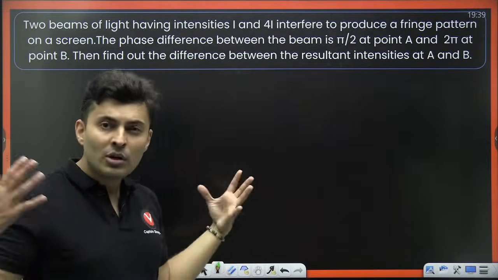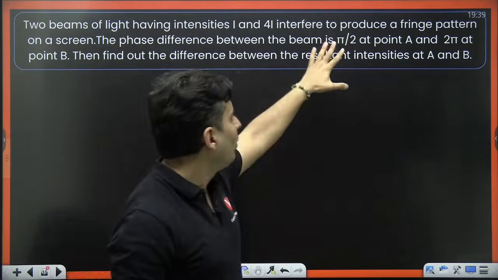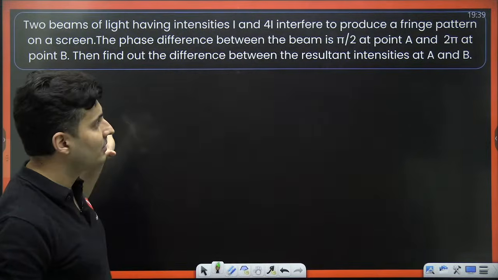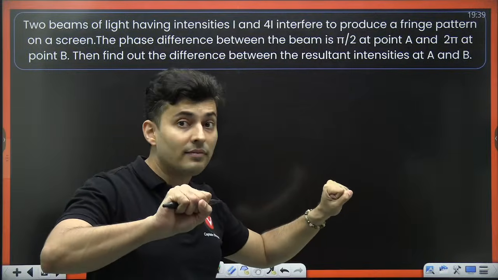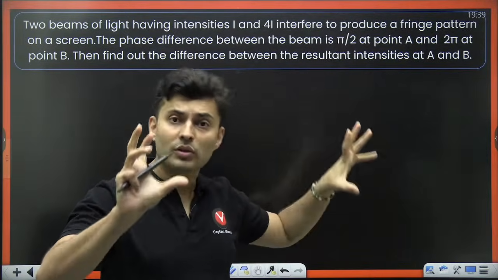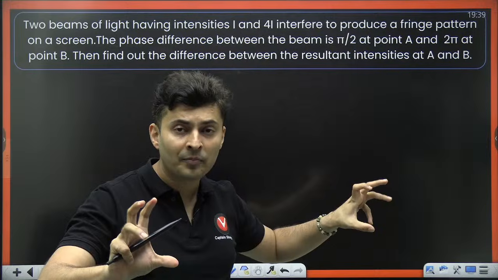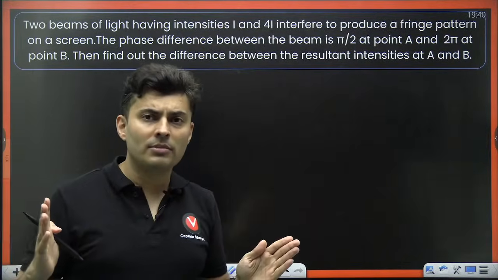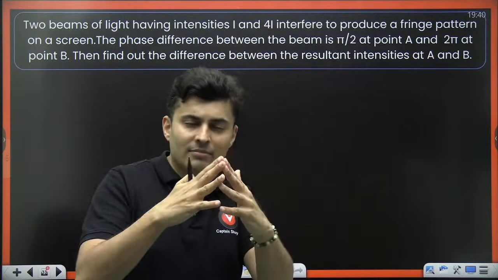Understand the question. Two waves are interfering. At point A, this is the phase difference. At point B, 2 pi is the phase difference. So they will both interfere differently and produce different resultant intensities. The difference of their resultants is asked. So treat it like two problems separately and then find the difference.